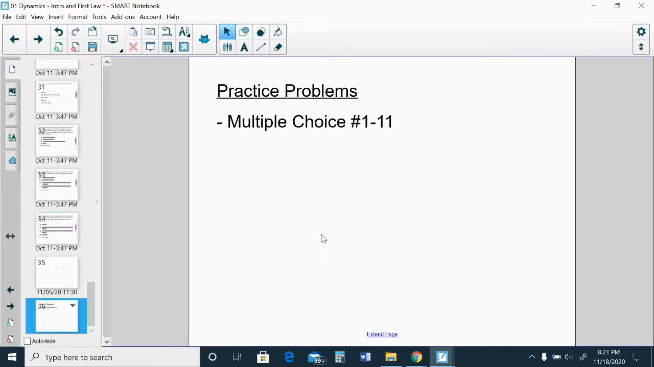Okay, for further practice, what you should do is complete the multiple choice problems posted to Google Classroom, numbers 1 through 11. Let me know if you have any questions.